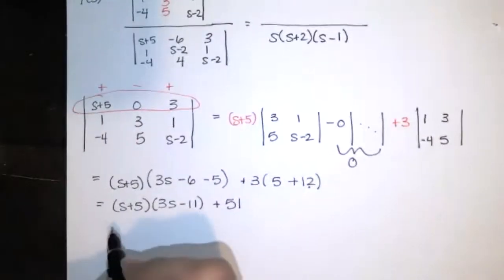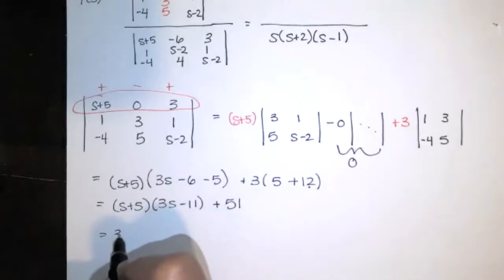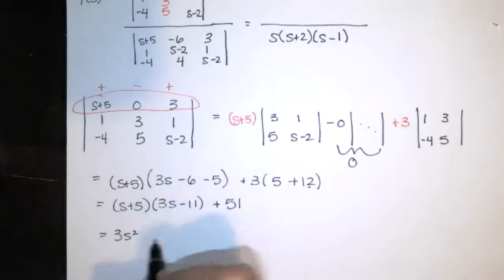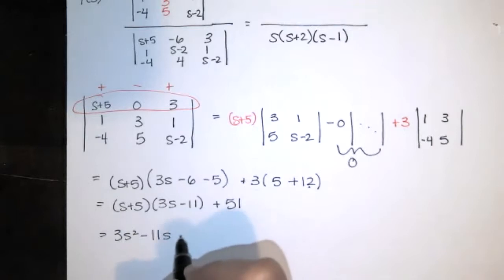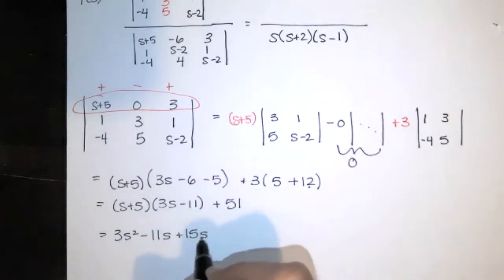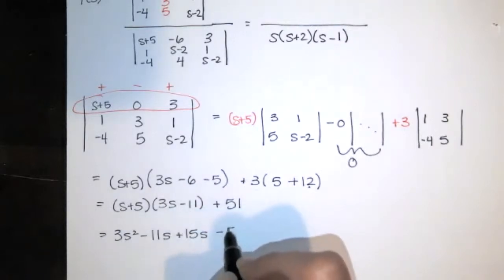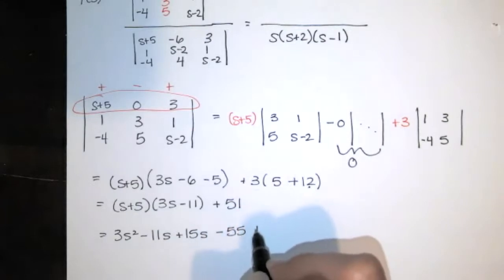Okay, so now let's work this part out. First times first is 3s squared. Outer times outer is negative 11s. Inner times inner is positive 15s. And last times last is negative 55. And we're adding 51.